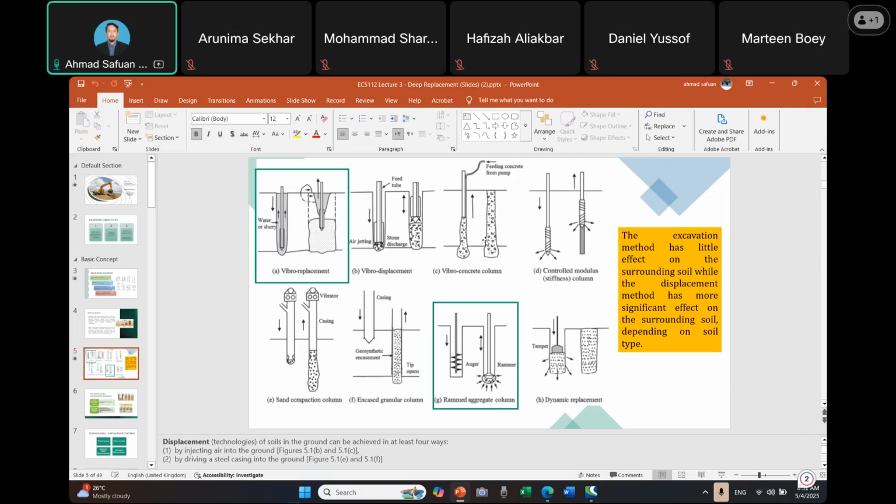I have one PhD student. They use the stone, they carry out a study on using a stone column. Then they enhance the stone column by using the geosynthetic encasement.